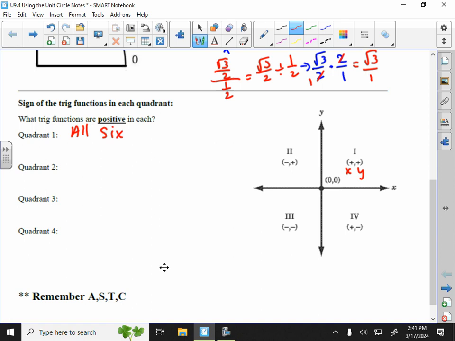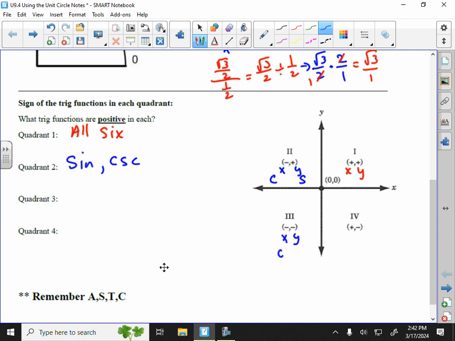Now in quadrant 2, the signs change a little bit. The x-coordinate is negative, and the y-coordinate is positive. All right, and again, x is our cosine, and y is our sine. And so we want to know when is the trig function positive in that respective quadrant. So in quadrant 2, since the y-coordinates are positive, and that refers to the sine, sine is positive in quadrant 2, along with its reciprocal function, the cosecant. Now we go to quadrant 3, we can see they're both negative.